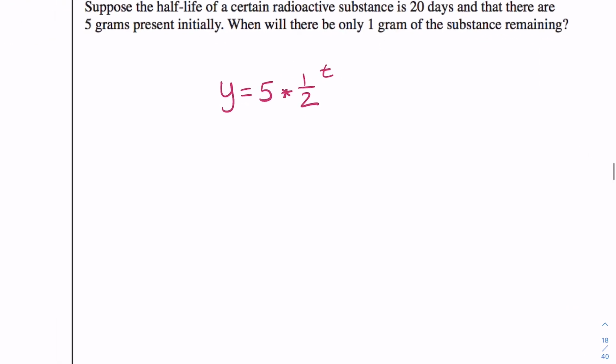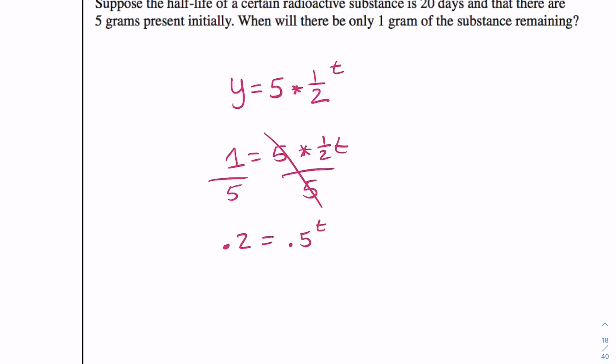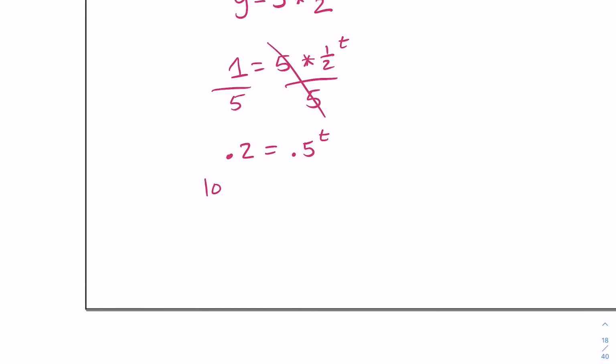So the question is, when will I get down to 1 gram? So 1 gram is 5 times 1/2 to the t. So I divide both sides by 5. I get 0.2 equals 1/2 to the t. So I'll call it 0.5 to the t. And so I'm going to take the log of both sides. So log of 0.2 equals t times log of 0.5, because the t will drop down.